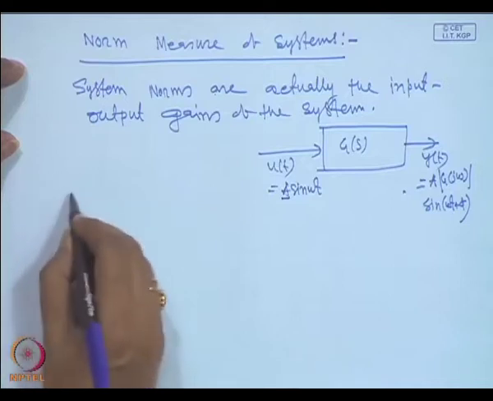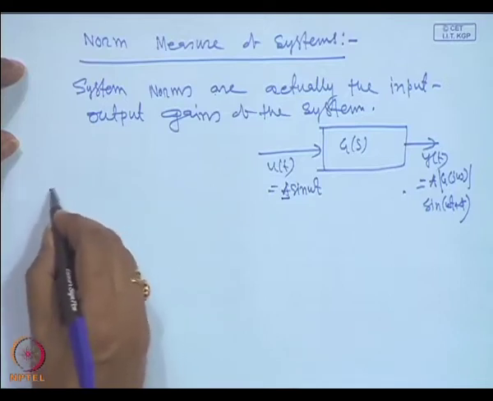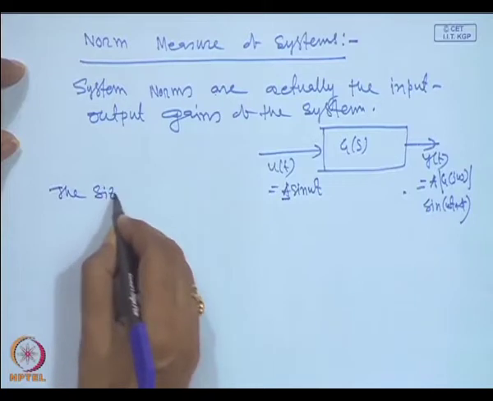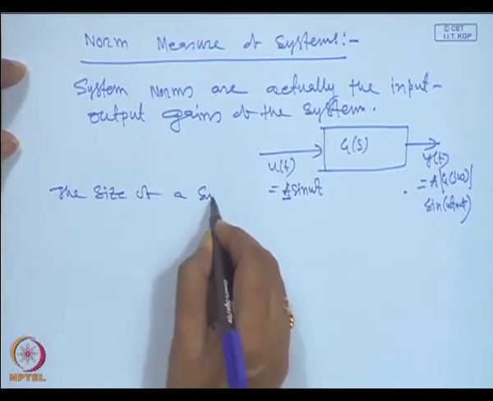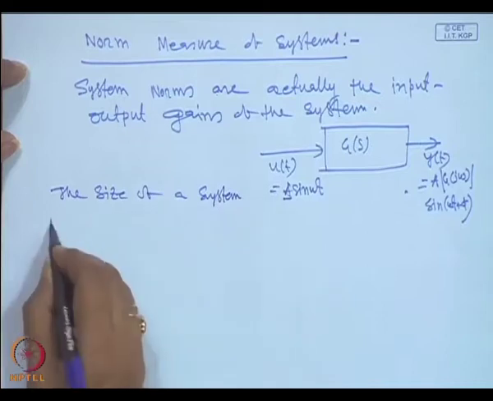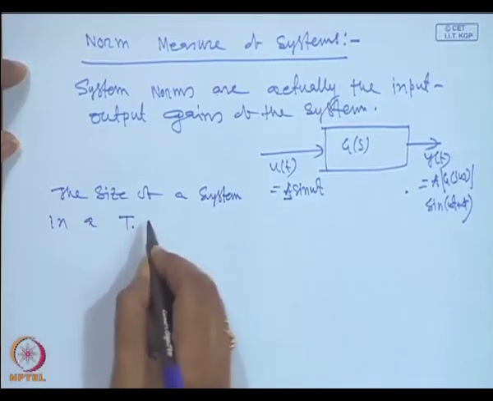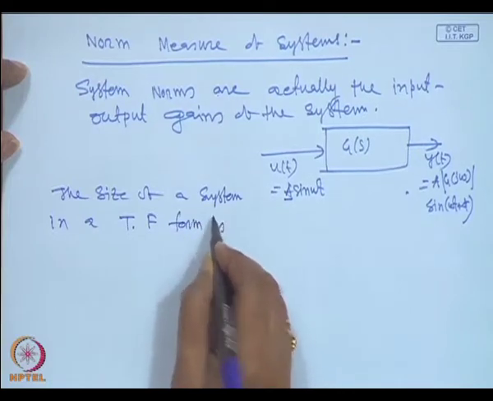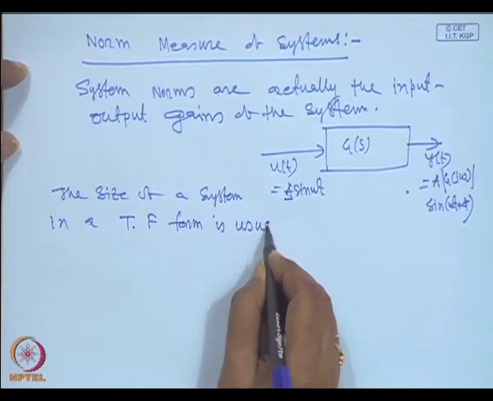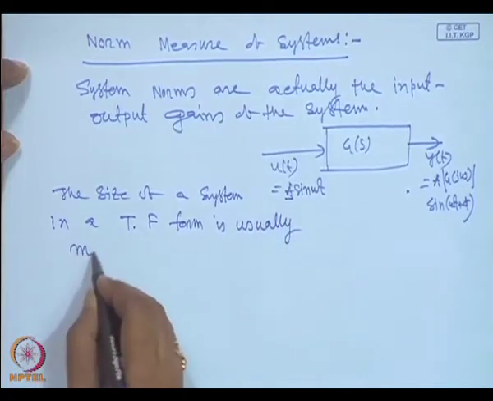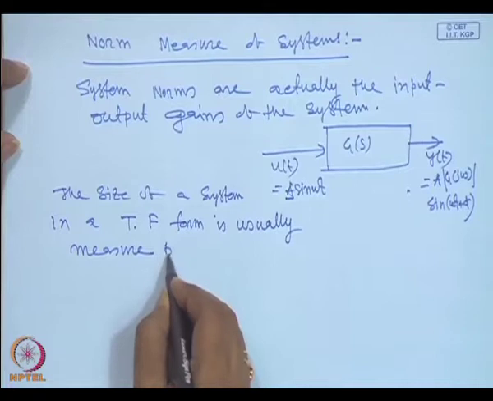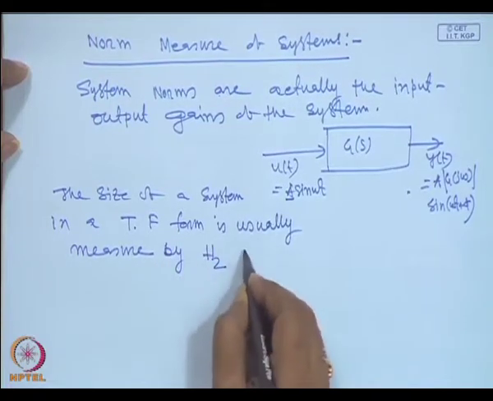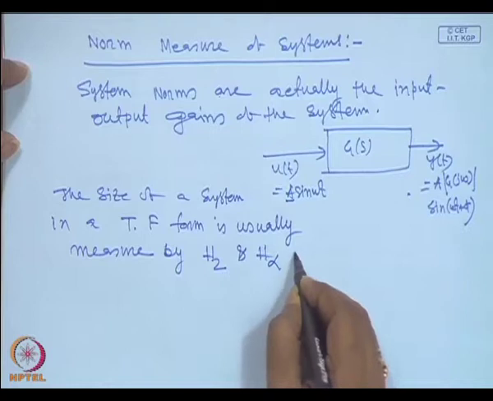Now the question is, what is the size of a system? The size of a system in transfer function form is usually measured by the H2 and H infinity norm.